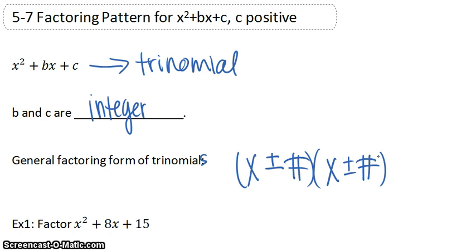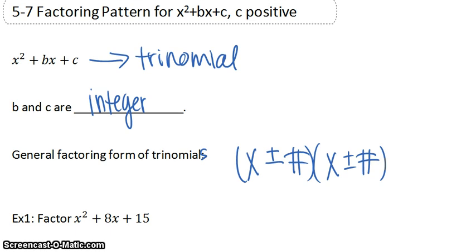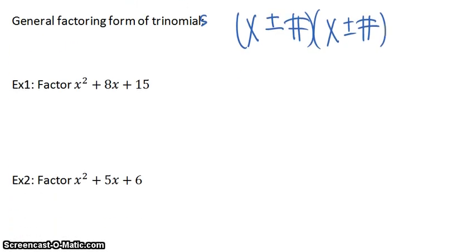Those are the kinds of forms. Now, in this case, since c is positive, it's either going to be x plus a number, x plus a number, or x minus a number, x minus a number. You're either going to have both positive or both negative for this case of c being positive. Okay? So now we're going to start with some examples.